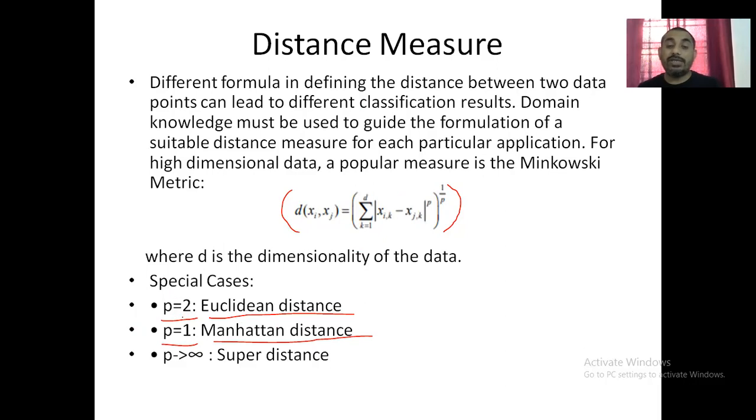When the value of p is equal to 2, this is the Euclidean distance. When p is equal to 1, that is the Manhattan distance. And when p tends to infinity, that is called the supremum distance. So based on the value of p, we get different kinds of distances.